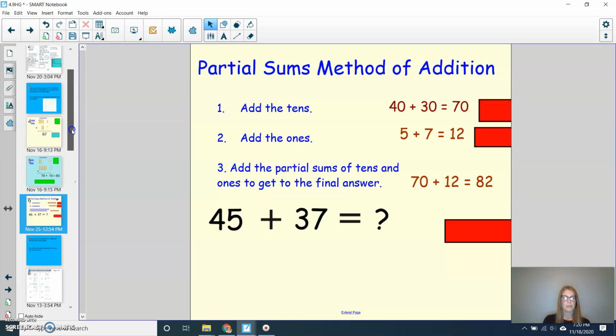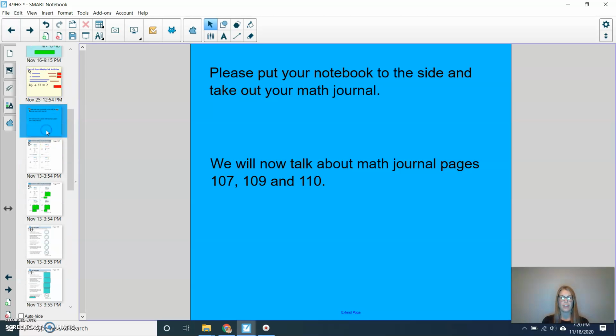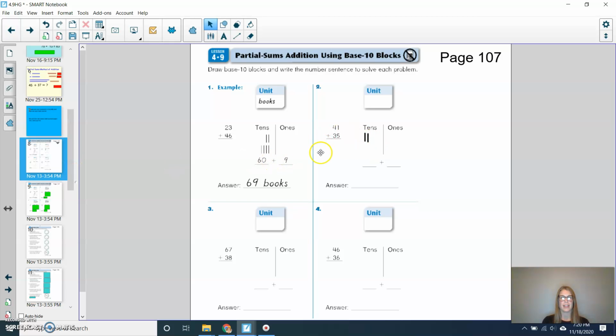Let's try some problems like this today in our math journal. If you can put your whiteboard or your notebook to the side and open up your math journal to page 107, which looks like this. The first one, the example, they did for you. They have the problem 23 plus 46. Notice how they have their two tens plus their four tens, giving us 20 plus 40, which is 60. And then their ones, we would add our 3 plus 6, which would be 9. 60 plus 9 would give us our answer of 69.